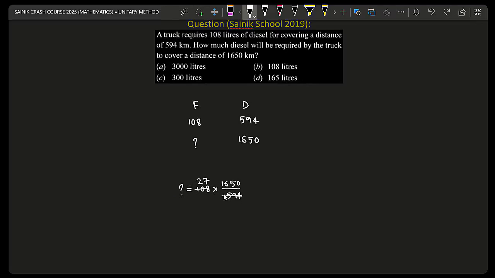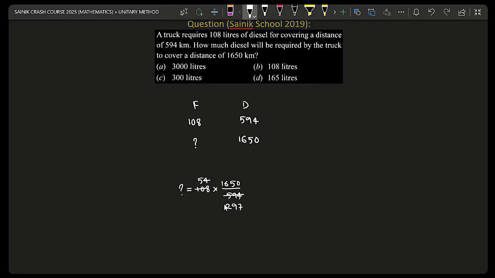Again, 594. Sir, 4 ones are 4, remainder 1. 1 and 9 becomes 19. I don't think this is divisible by 4, right? Yes, sir. Okay, let's go by 2 only. So 2 fives are 10, 2 fours are 8. Next, sir, 2 twos are 4, 2 nines are 18, 2 sevens are 14. Right? Yes, sir. Yeah, 297 and 1650.